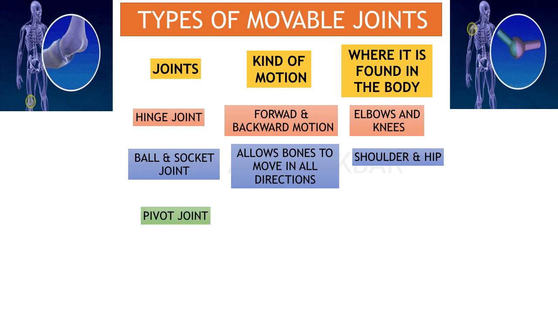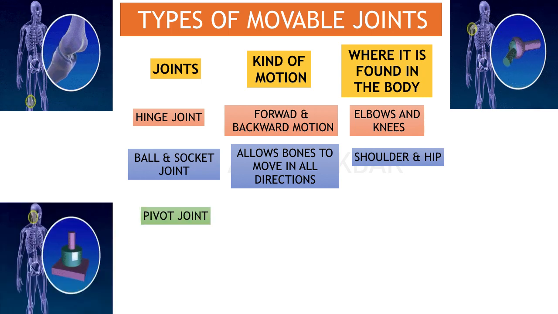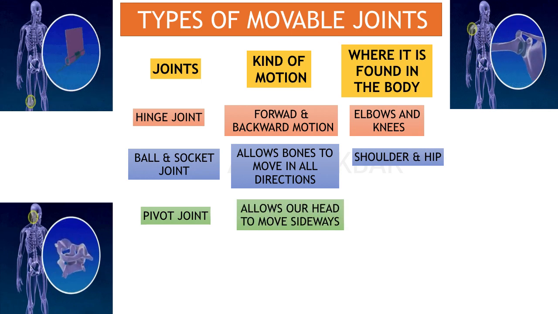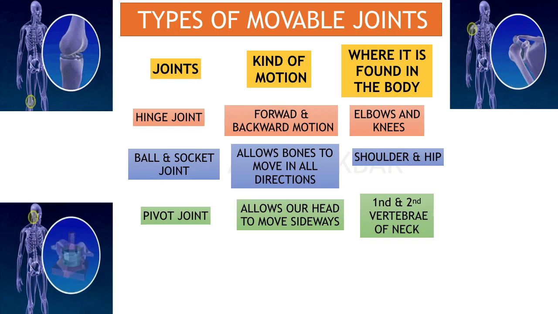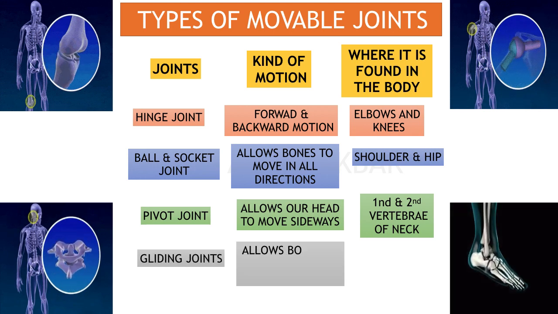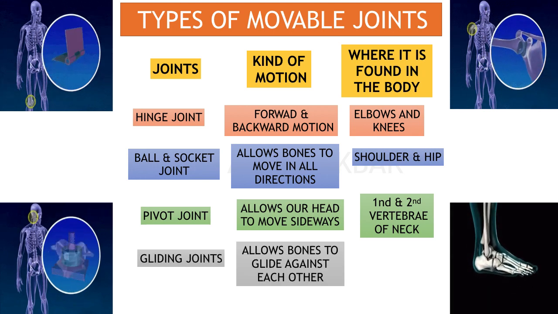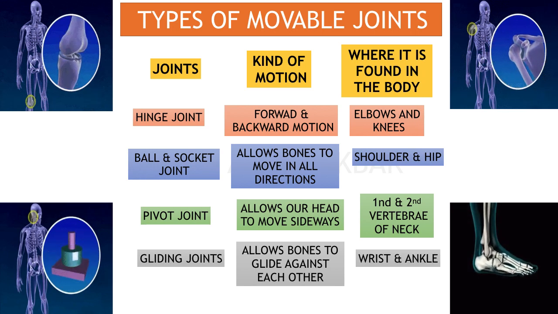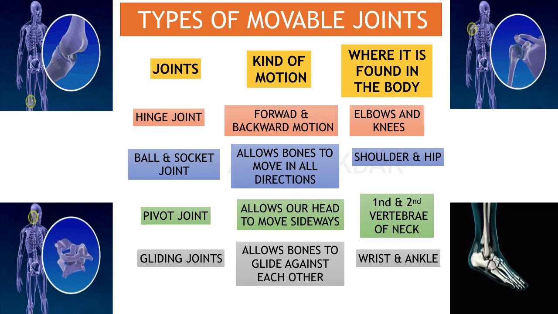Pivot joint. This joint allows us to move our head sideways. Pivot joints are found between the first and the second vertebrae of the neck region of the backbone. Gliding joint. This type of joint allows the bones to glide against each other. Gliding joints are found in the bones of the wrist, ankle, and between the bones of the vertebral column.